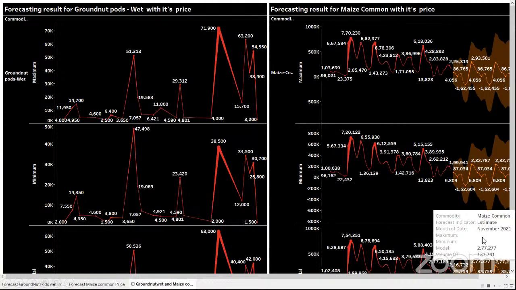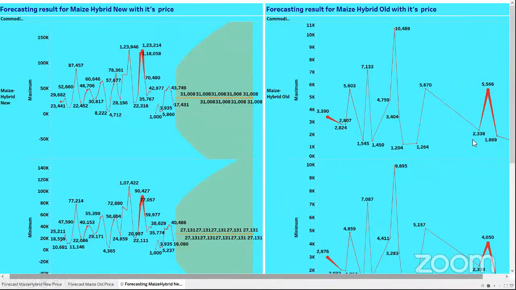Coming to maize common, for the year of November 2021 that you can see, the model price value that we are seeing is somewhere around 2,77,277, which is again very less than, I mean not so very, but yes, it's less than 7,54,351. The volume in quintals, we have it over here. The count is 1,31,741. The Tableau could give us more good inferences, initial inferences over here.